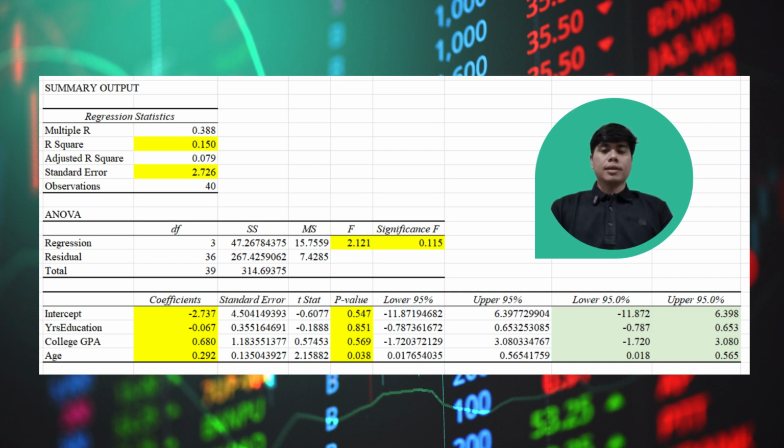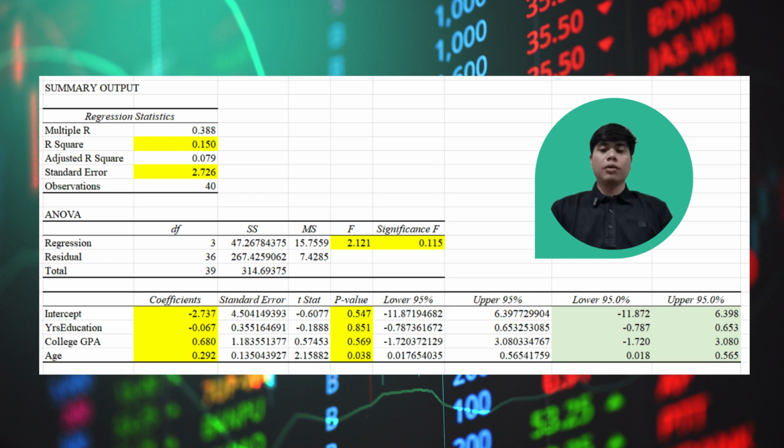Moving on to question 6. This question looked at a concern the HR director raised, high turnover among field service engineers, and asked us to use regression analysis to see whether years of education, college GPA, and age at hiring have any effect on how long an employee stays with the company.